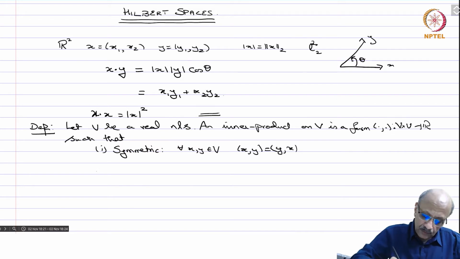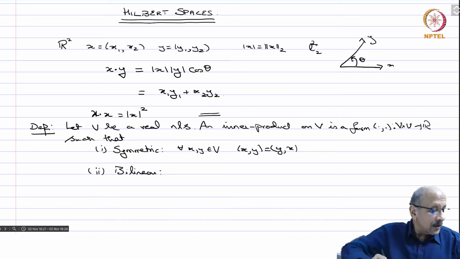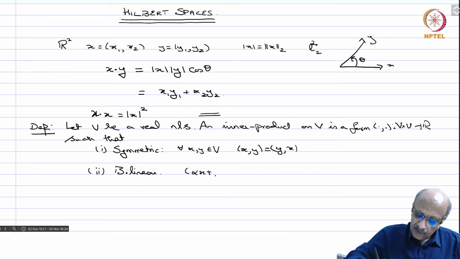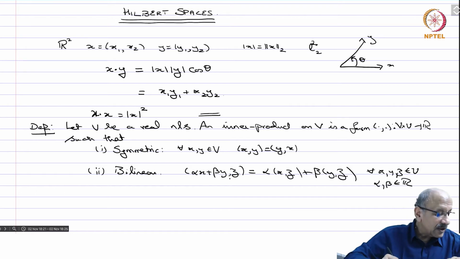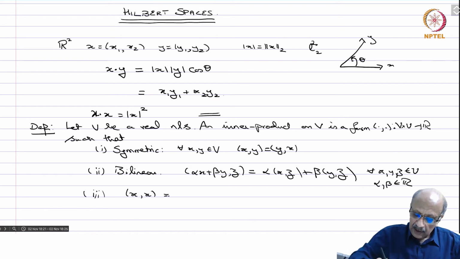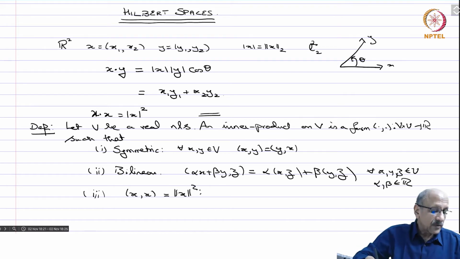Okay, and then two, it is bilinear. That means (alpha x plus beta y, z) will be equal to alpha (x, z) plus beta (y, z). This is for all x, y, z in V and for all alpha, beta in R. So it's also linear in the second variable because you can interchange by symmetry. And then thirdly, you have that (x, x) equals norm x square. Okay, so such a bilinear form is called an inner product.